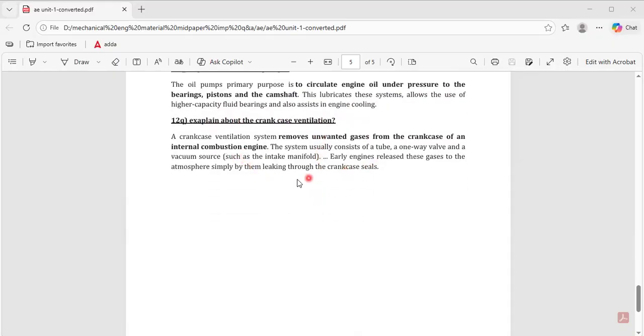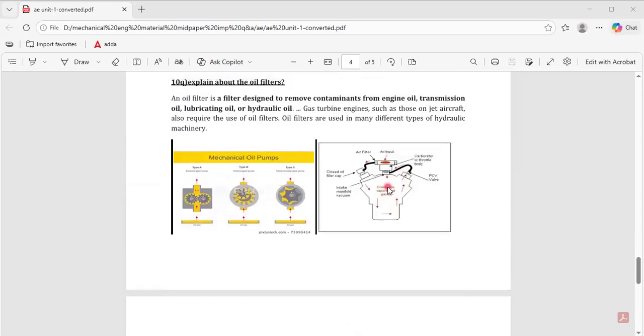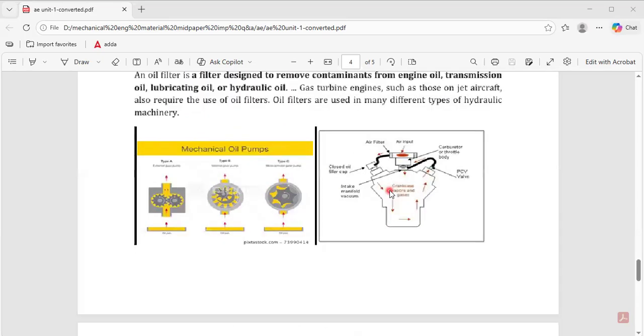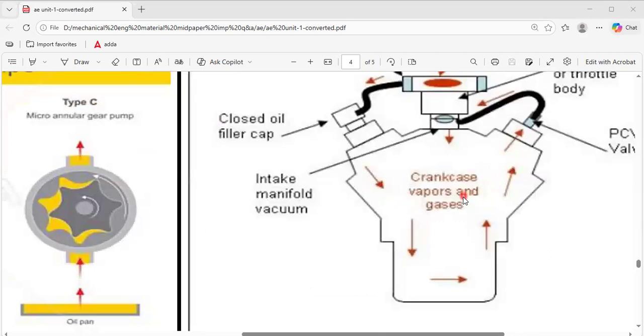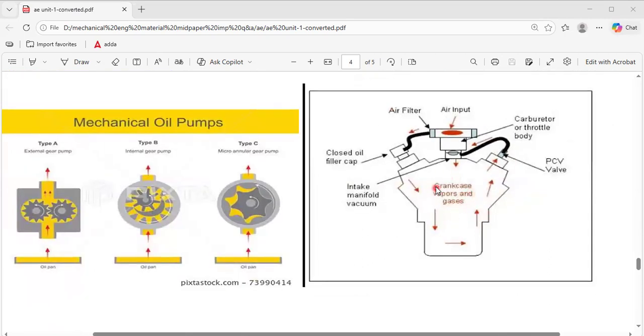The last one is crankcase ventilation. This is the crankcase ventilation you can see here. A closed cap is there, and there is an air input. An air filter is there; air enters from here, it is filtered, and it is sent to the intake manifold. The crankcase vapor and gases then move outside of this.